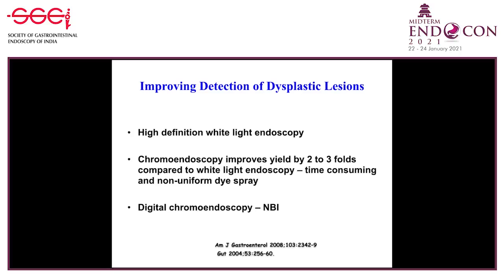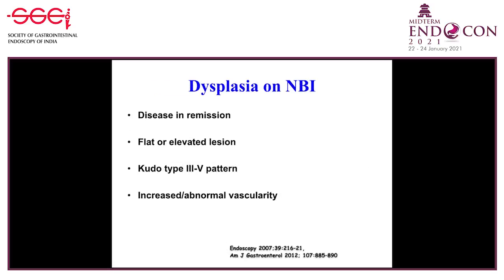However, there are limitations: it takes more time, and sometimes the dye spray may not be uniform. Therefore we have NBI, which is also a form of chromoendoscopy, but it is a digital chromoendoscopy. So this does not require a dye to be sprayed. So how do we detect dysplastic lesions on narrowband imaging? Now again, the data on this is very limited as of now.